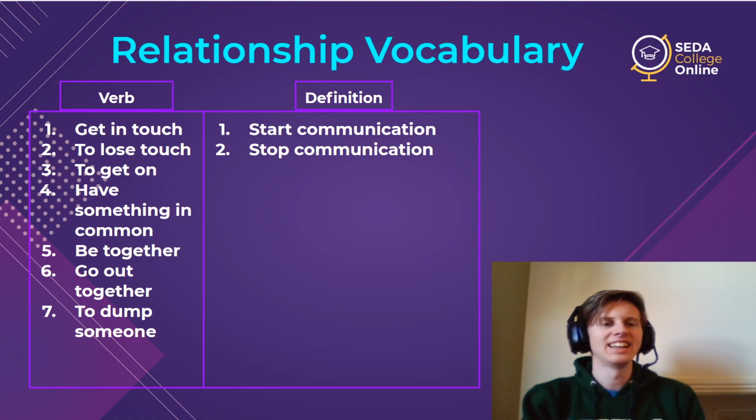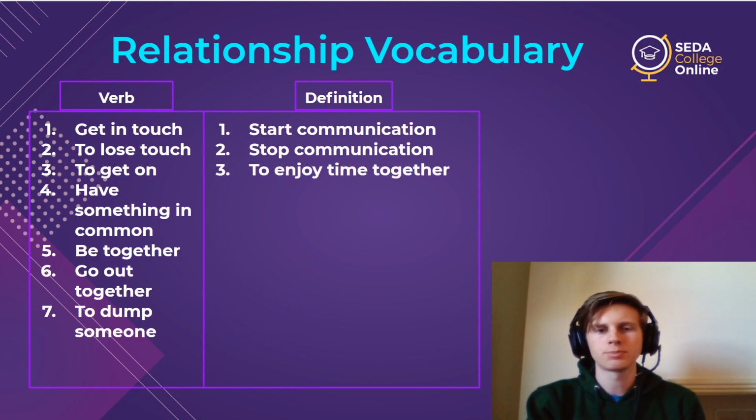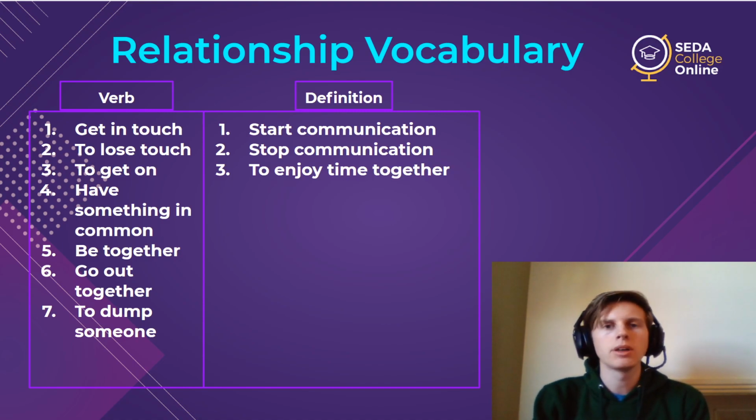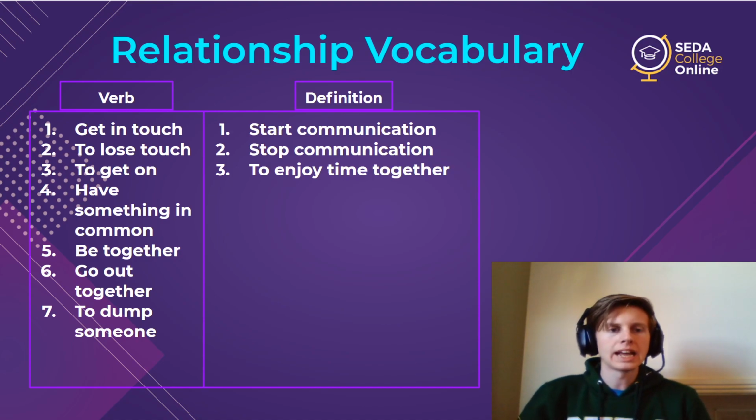All right. The next, number 3, to get on with, is a very common expression to mean enjoy time together. And it can be in any way, any context. I can say I get on well with my coworkers, meaning they may not be my friends, but I enjoy talking with them. We work together well, that's fine. Or I can say I get on really well with my mother. I love talking to my mother. We always have fun. So it can be any range, any relationship. Get on means you actually enjoy the time together.